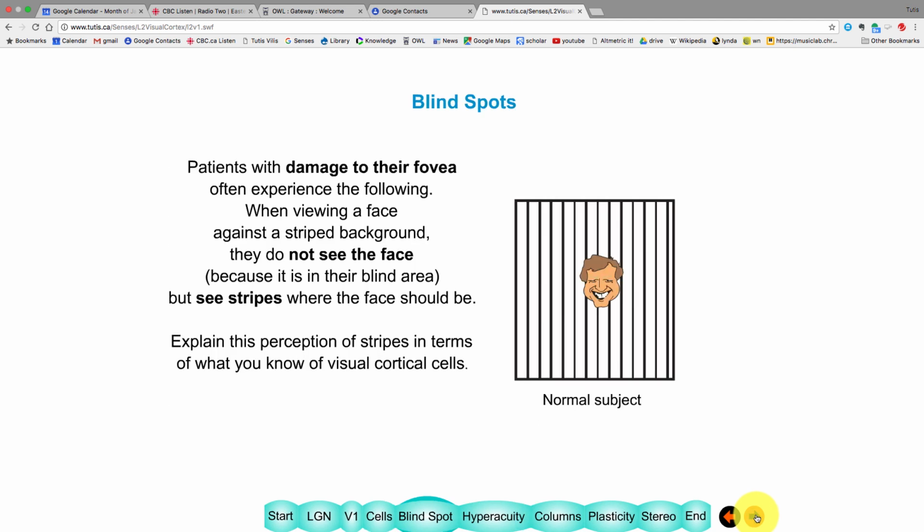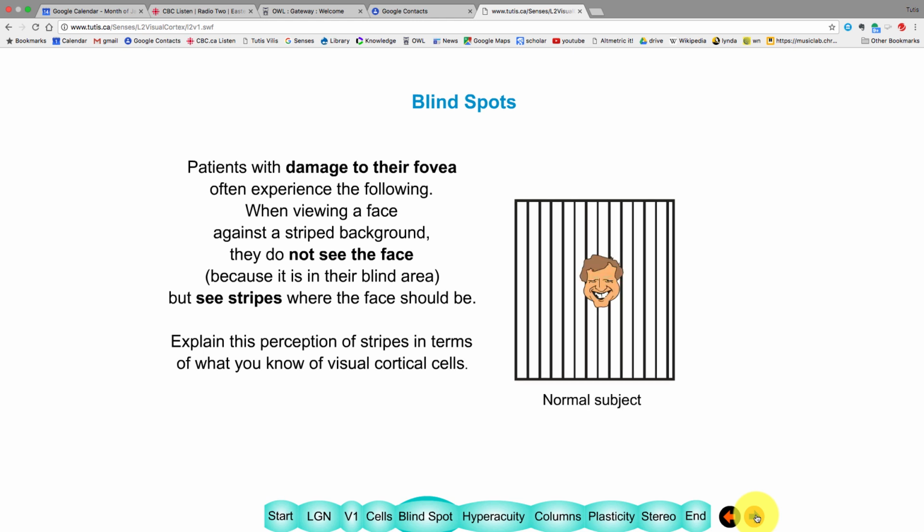Okay. Now, what use are the complex cells? One example of that is from the description of what one patient observed. In this case, the patient had a scotoma, or a blind spot, in his retina. And whenever a face would appear in that blind spot, he couldn't see the face. But if behind the face there was a striped wall, he could still see the stripes through that area. Okay?